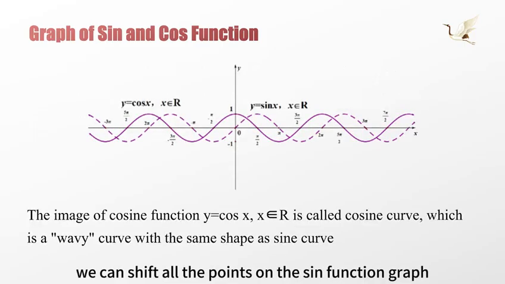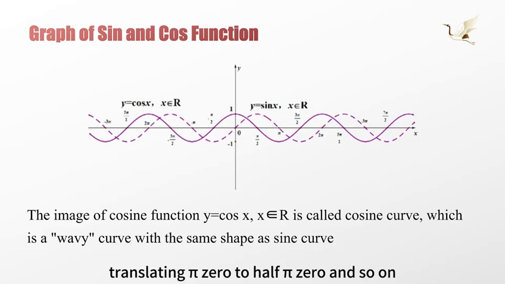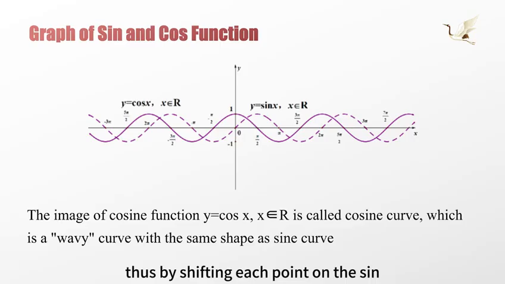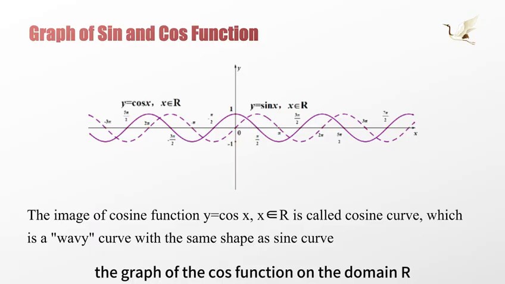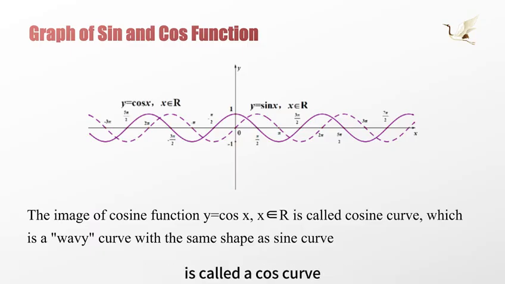Please refer to the picture. We can shift all the points on the sine function graph by π/2 units to the left. For example, translating (0, 0) to (-π/2, 0), translating (π/2, 1) to (0, 1), translating (π, 0) to (π/2, 0), and so on. Thus, by shifting each point on the sine curve by π/2 units to the left, the graph of the cosine function on the domain R is obtained. The graph of the cosine function on the domain R is called a cosine curve, which is a wavy curve with the same shape as the sine curve.